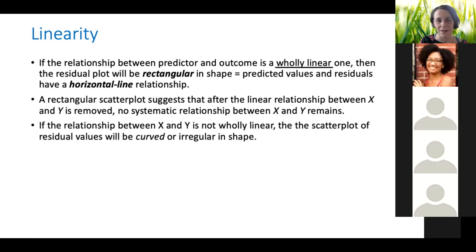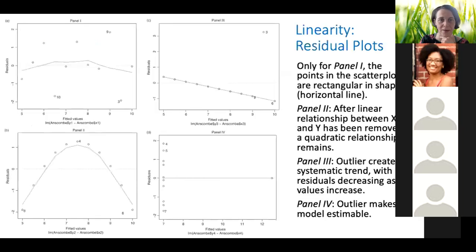And so if the relationship between our predictor and outcome is not fully linear, then the scatter plot of the residual values will be curved or irregular in shape, right? So then we don't have this nice rectangular shape.